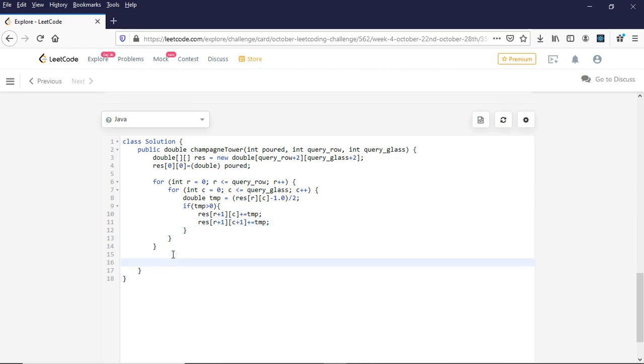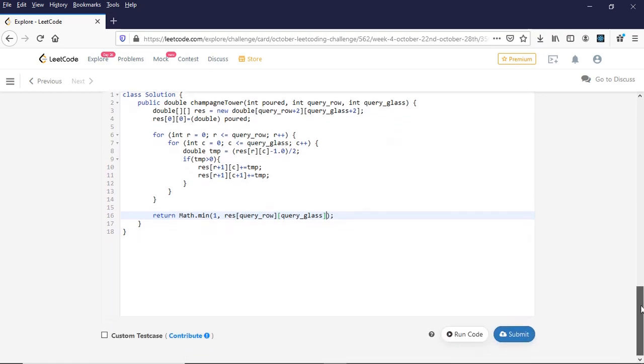So at the end we can directly return Math.min of the value at query row and query glass, and 1. Here I am doing Math.min because a particular glass can have at max only 1 unit of champagne, it can only be 1 glass full. So if it is more than that, use 1 as the return value. If it is less than 1, then return that value.